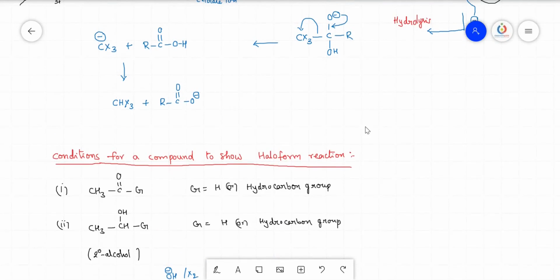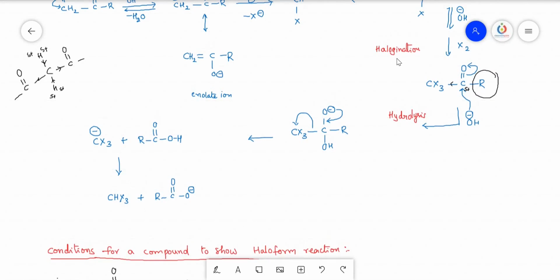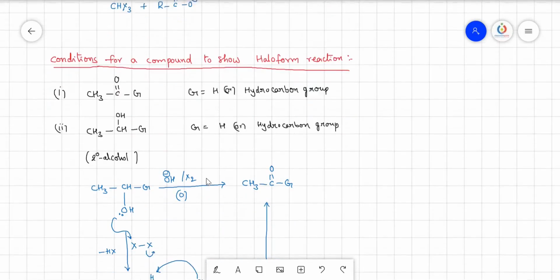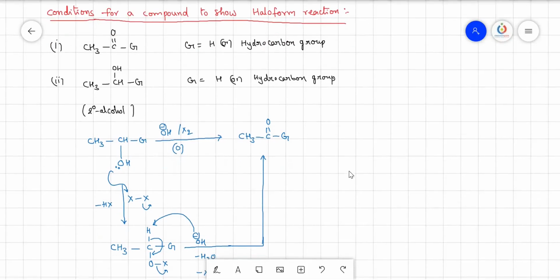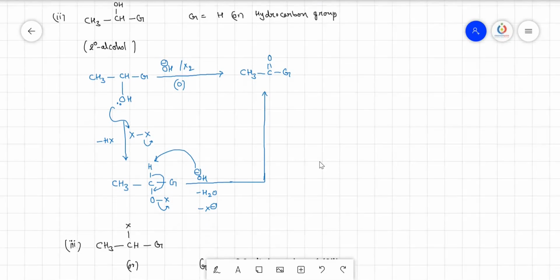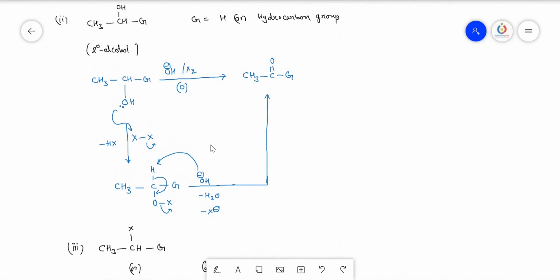So in the earlier reaction we have studied two types of steps. One is halogenation, the second one is hydrolysis, because we used the methyl ketone. But here we are using the secondary alcohol. In the case of secondary alcohols, we have to include one more step before those two steps, that is oxidation. So oxidation, halogenation and hydrolysis are the sequence of reactions in the case of the secondary alcohol group in the haloform reaction.